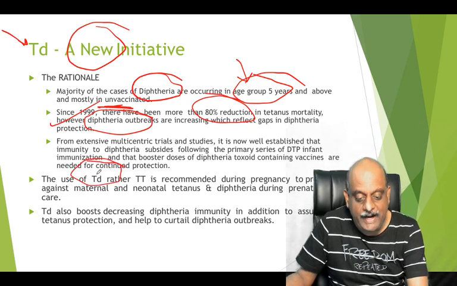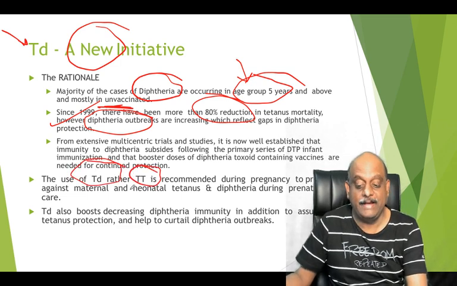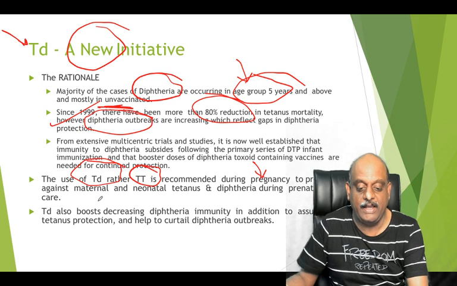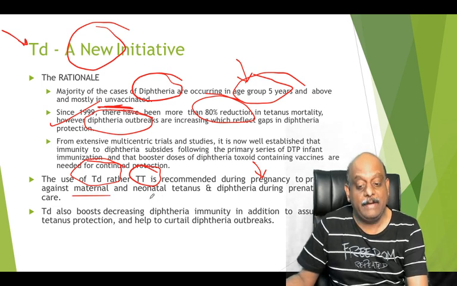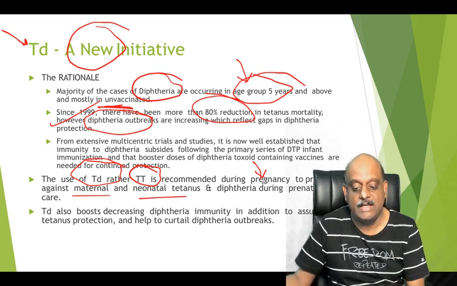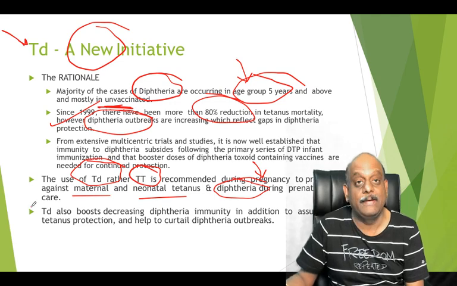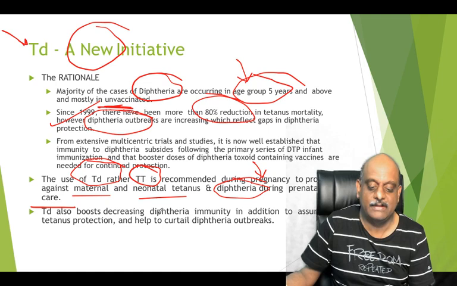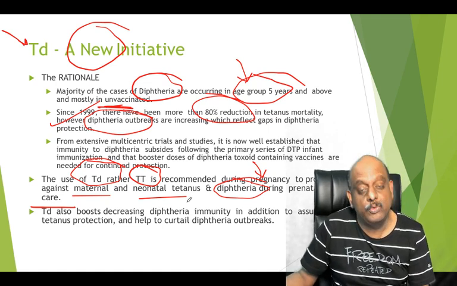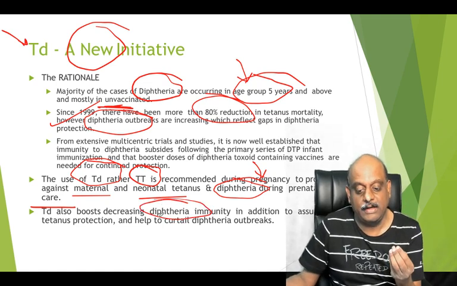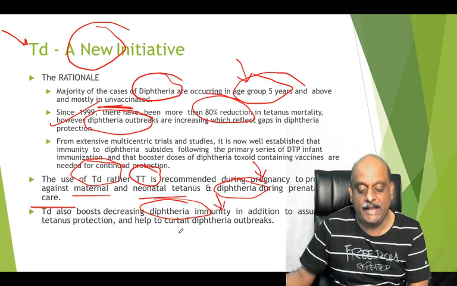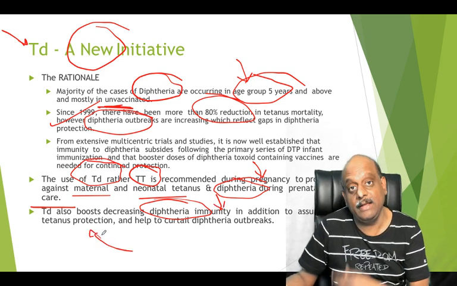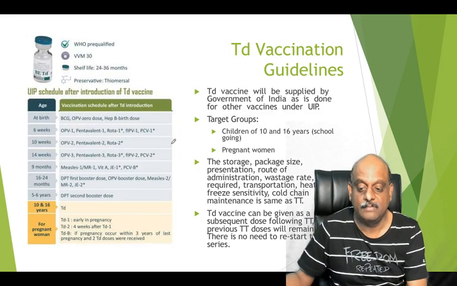So the use of TD rather than TT is recommended during pregnancy to protect against maternal and neonatal tetanus and diphtheria during prenatal care. TD also boosts the decreasing diphtheria immunity in addition to assuring tetanus protection.